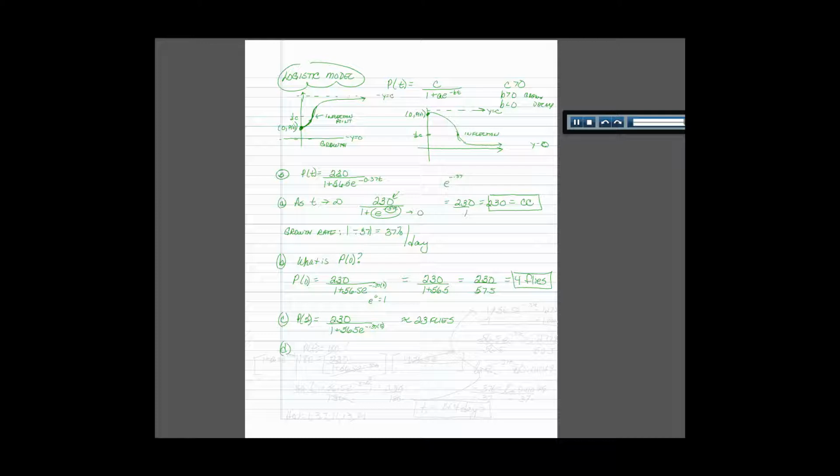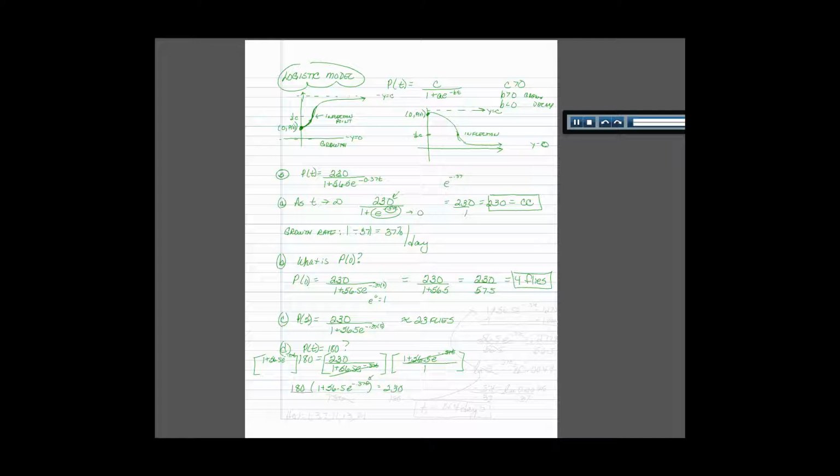Okay, D. How long does it take the population to reach 180? It means when is P of t 180? How many days? So we're going to go 180 equals 230 over 1 plus 56.5 e to the negative 0.37t. What we're going to do is multiply both sides by 1 plus 56.5 e to the negative 0.37t, getting rid of the denominator. So you have 180 times 1 plus 56.5 e to the negative 0.37t equals 230.